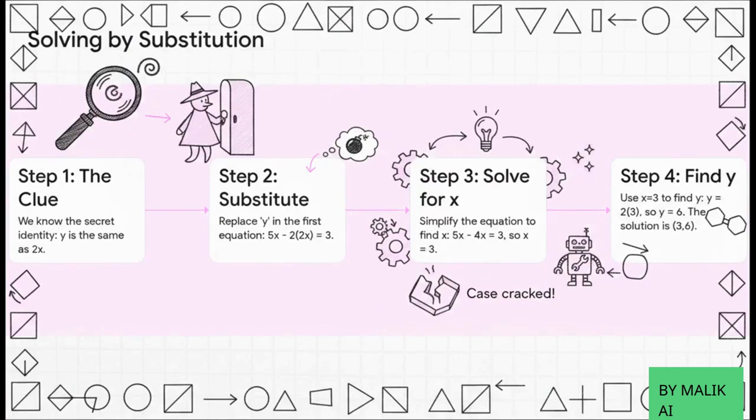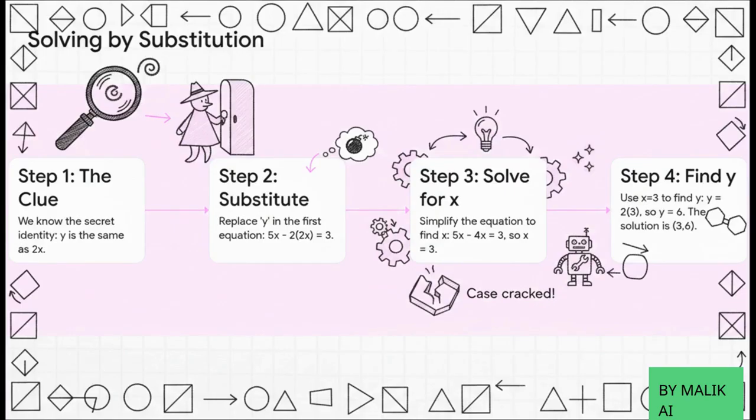Okay, so here's the game plan for substitution. Since we know y is 2x, we can literally just swap out the y in that first equation for 2x. It's like we're setting it undercover. So now we have 5x minus 2 times 2x equals 3. Let's clean that up. 5x minus 4x is just x. So x equals 3. Case cracked.